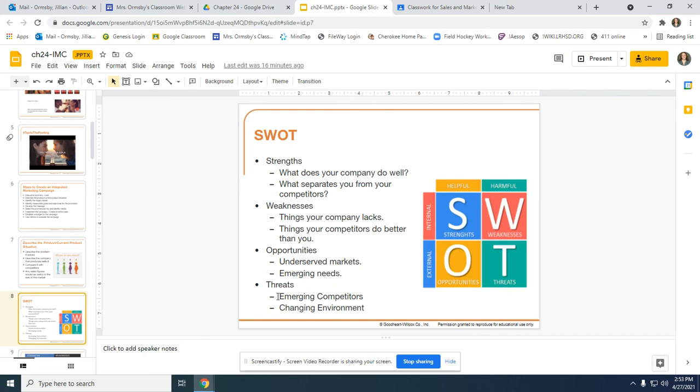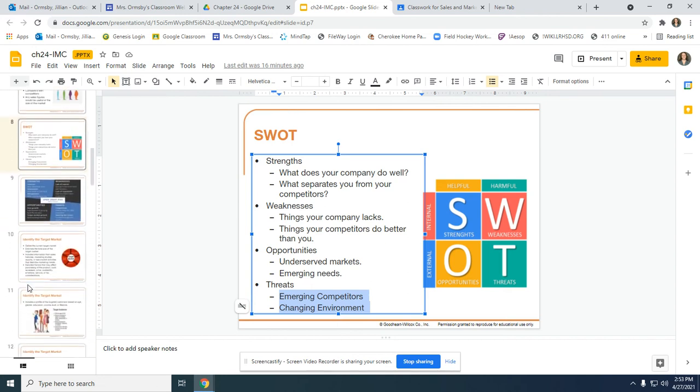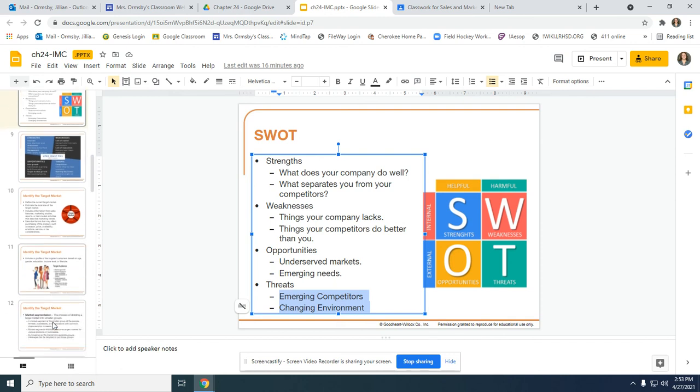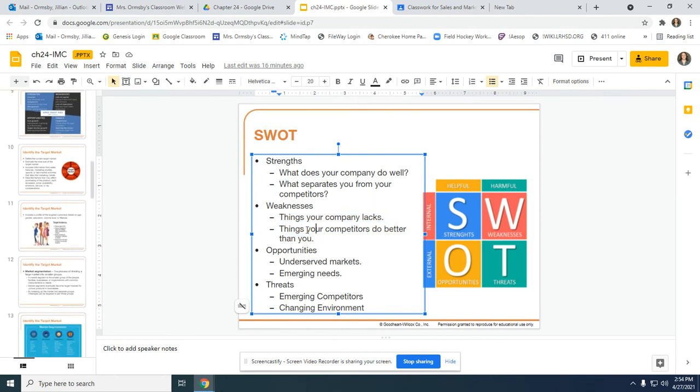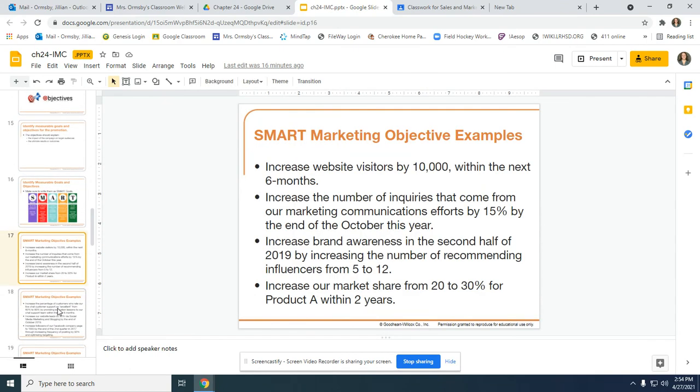Look at the threats. How can you avoid those threats, those competitors, the changing environment? How can you overcome those threats, and try to incorporate that into your goals or even your weaknesses? What are things that you personally need to improve upon? Look at those things you need to improve upon and then create goals based off of that.